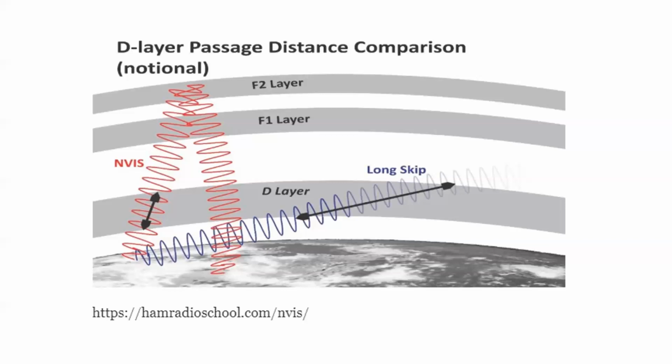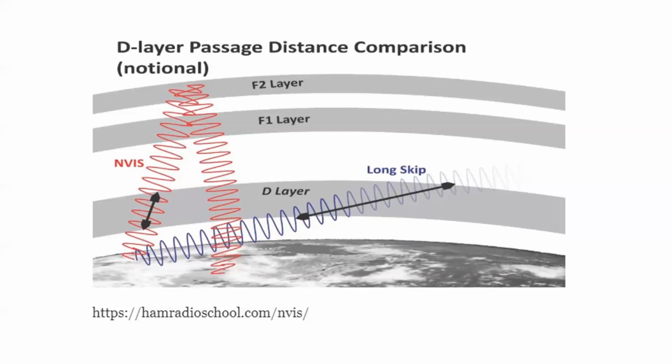And your NVIS signal and a skip signal both go through the D layer, but your low angle wave is going to go through more of the D layer. Anyway, it's a nuance, but I've heard that QRP works pretty well with NVIS because the time that the signal or wave spends in the D layer is kind of minimized. All right.